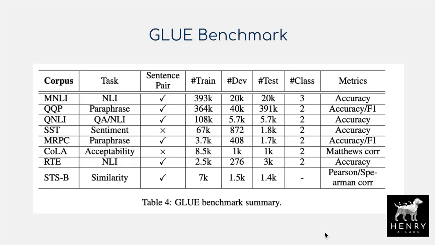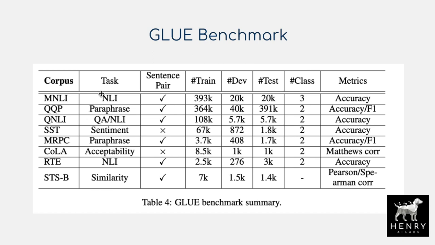This data augmentation framework is evaluated on the GLUE benchmark. The GLUE benchmark is a collection of 10 different natural language processing tasks, or actually, I think shown in this table is about 8 tasks. I thought it was 10, maybe there are two missing from this table. But the GLUE benchmark is one of the most popular baselines for natural language processing.